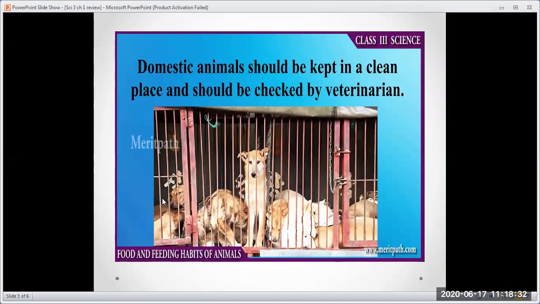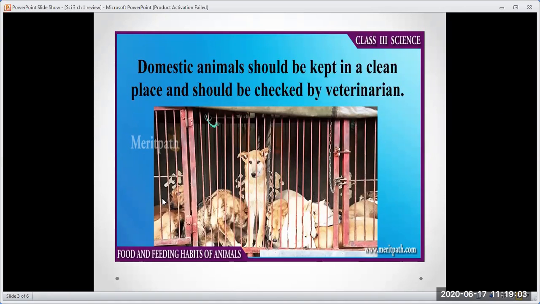So domestic animals should be kept in clean places and should be checked by a veterinarian. A veterinarian is a veterinary doctor, a doctor who only treats animals. When we fall sick, we go to the doctor. So the animal's doctor is known as a veterinary doctor, and we should take these animals to the veterinary doctor.